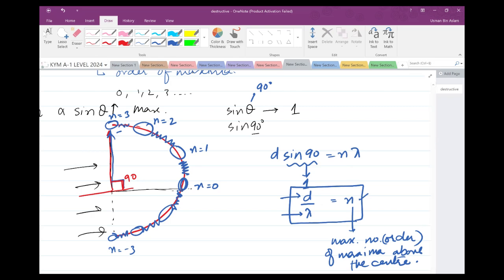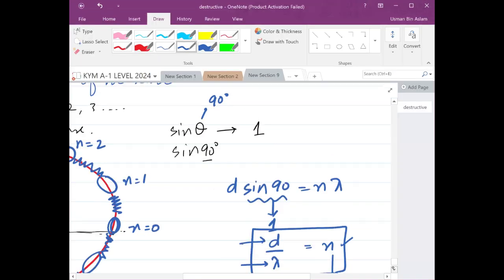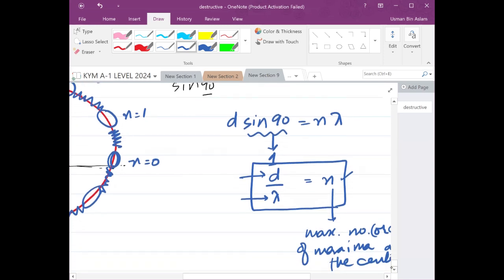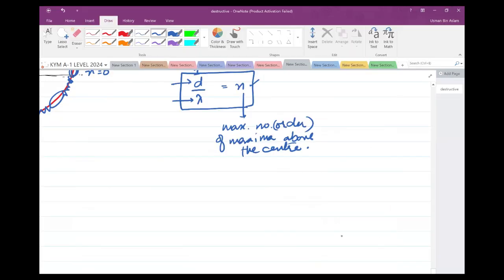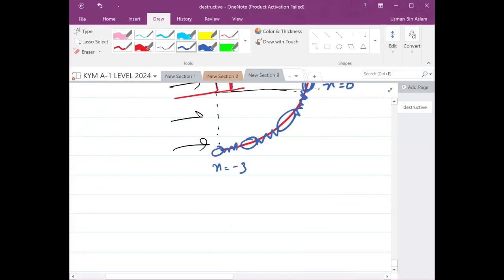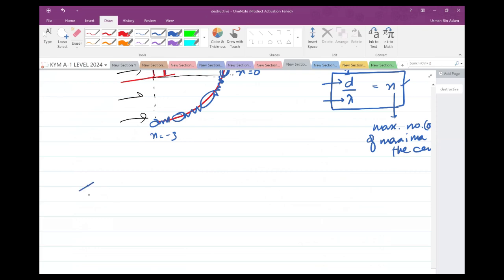I want you to appreciate this, that maximum maximas and total number of maximas, they are two different things. Okay, maximum number of maxima is what we calculated by this formula. Examiner sometimes asks you to find out the total number of maximas. What does that mean? Total number of maximas will be found by 2 times n plus 1.